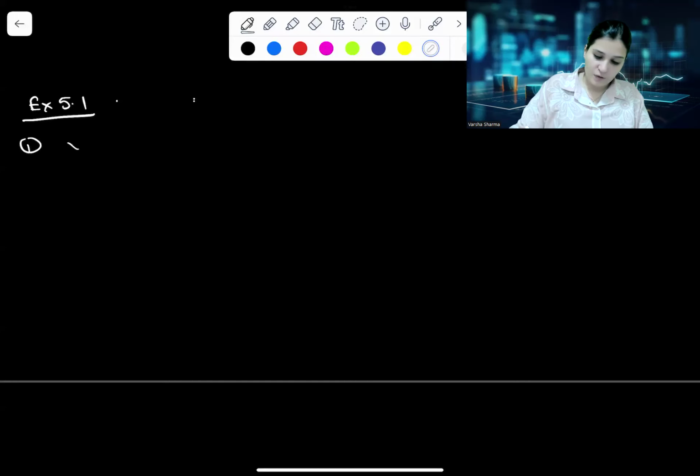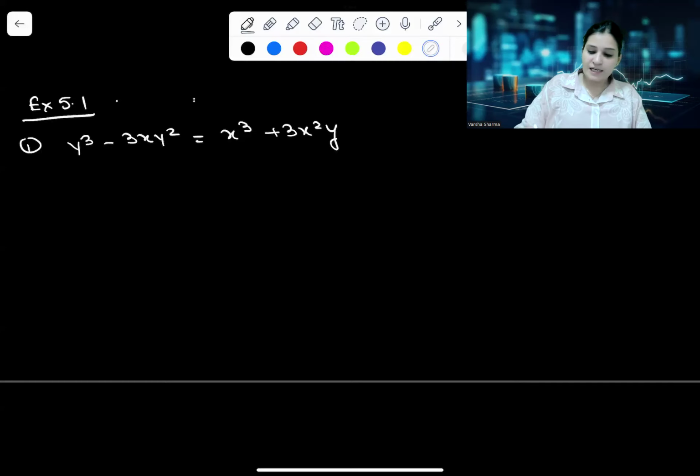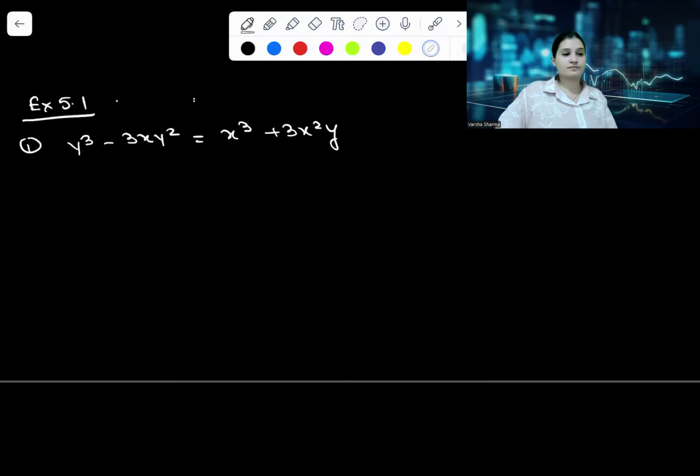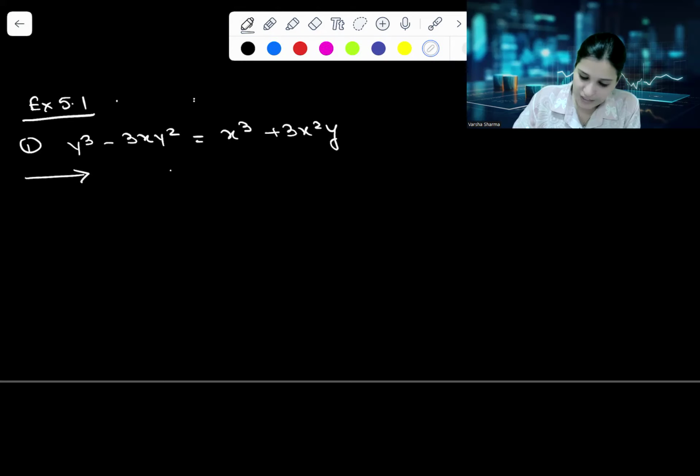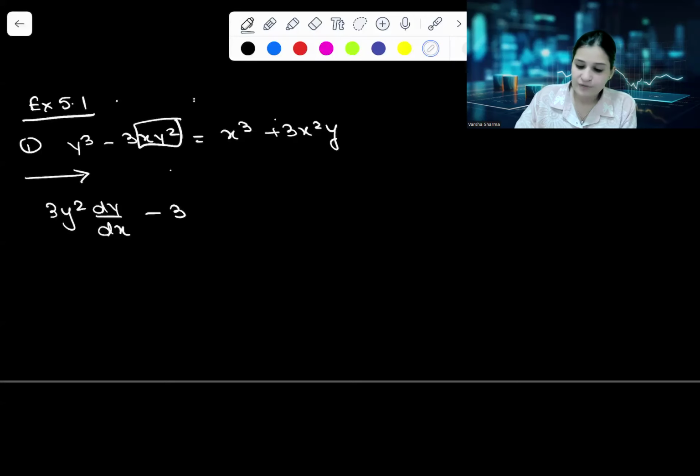Question number 1. y cube minus 3xy square equals x cube plus 3x square y. Can we separate the variables here? Is it possible to separate x or y? No. So let's differentiate them directly, differentiating both sides with respect to x. So y cube becomes 3y square dy by dx, minus 3. In xy square, we will apply product rule, leaving x.